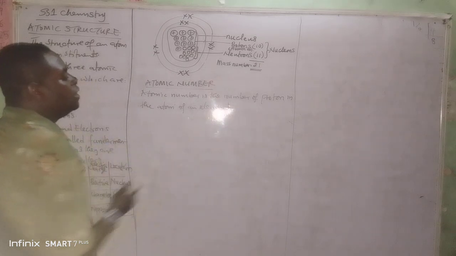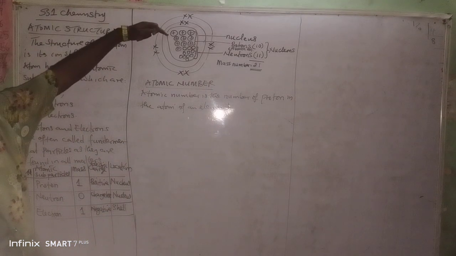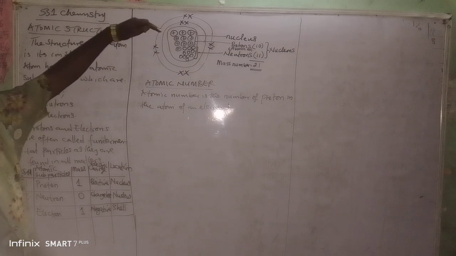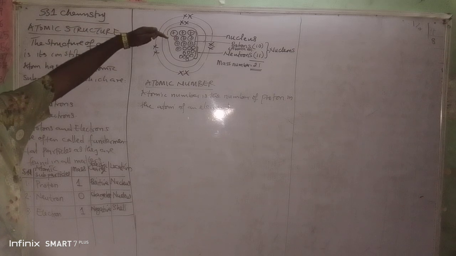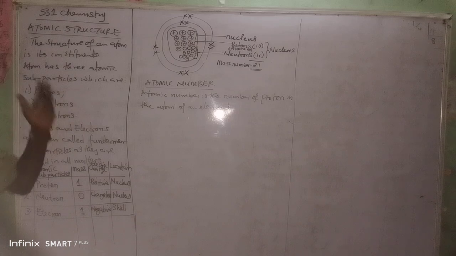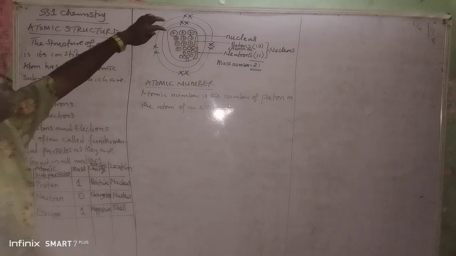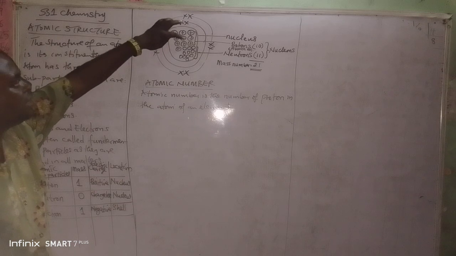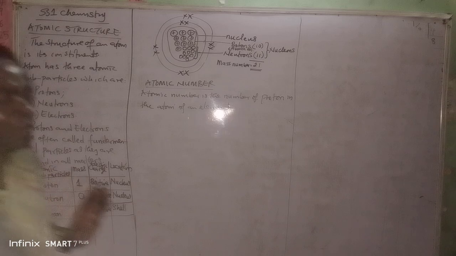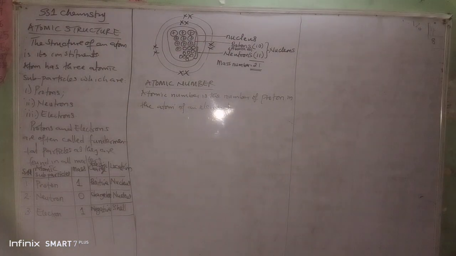So, in hydrogen now, you will see only one positive, one proton. Helium, 2. Lithium, 3. Beryllium, 4. Boron, 5. Then carbon, 6. Nitrogen, 7. Oxygen, 8. Fluorine, 9. Then neon, 10. The number of protons in the nucleus of the atom or the element is the atomic number. That is what we call the atomic number.